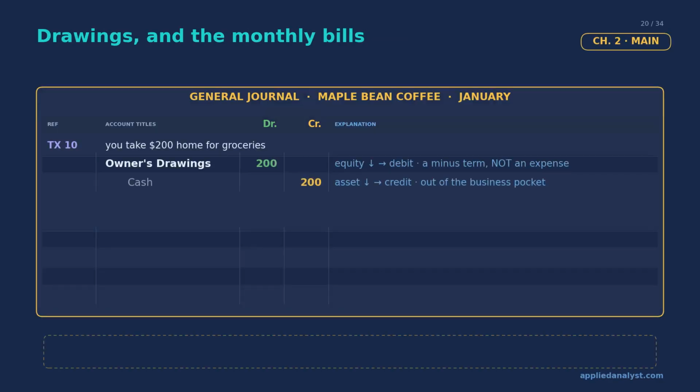Transaction 10. You take $200 home for groceries, not a business cost, so not an expense. It's drawings, a direct cut to equity, debit owner's drawings, credit cash.